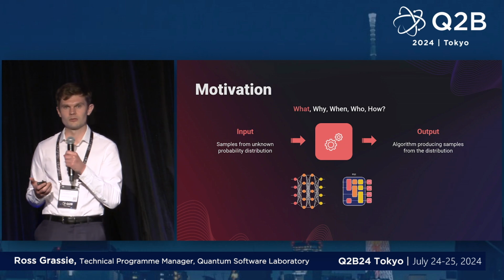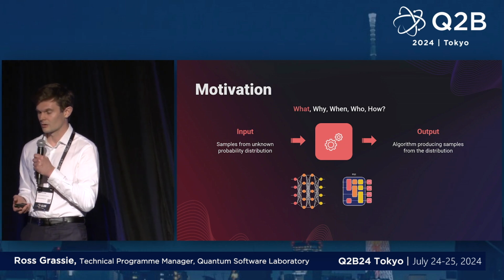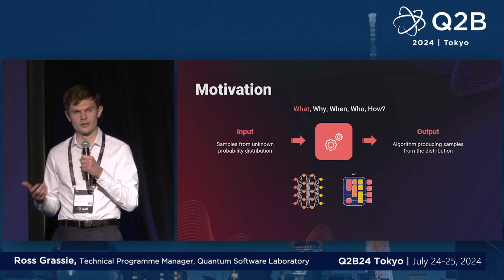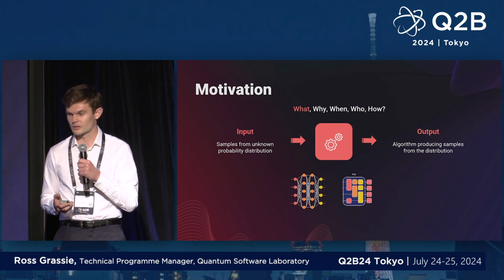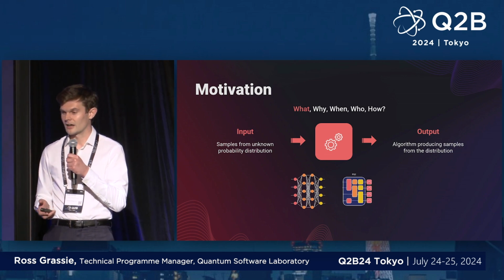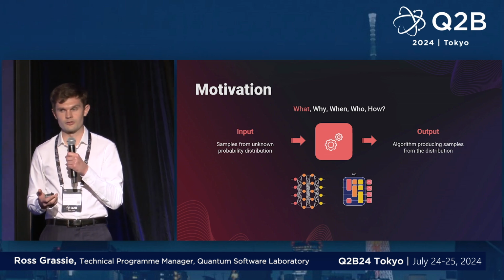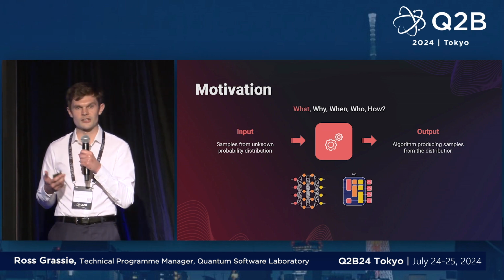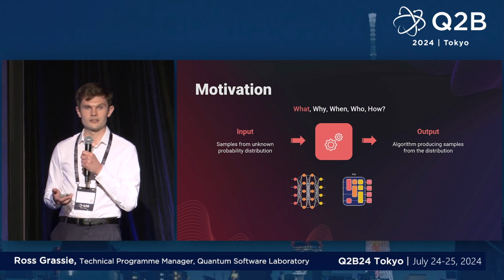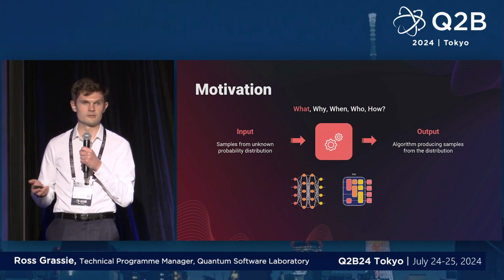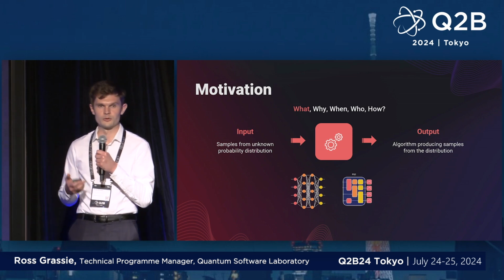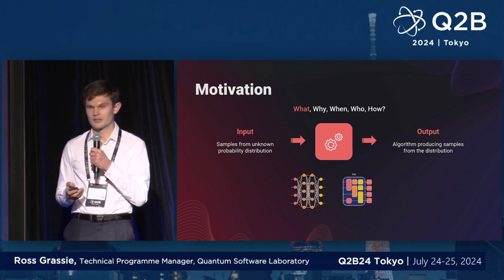So what do we mean by generative modeling? Well, we can think of having our input as some samples from an unknown probability distribution. We want to take this, put it into our machine, and then that will output some algorithm that is able to produce new samples from this unknown probability distribution. Classically, we can do this using a tensor network. However, when we're taking a quantum approach, we'll put a parameterized quantum circuit in its place.